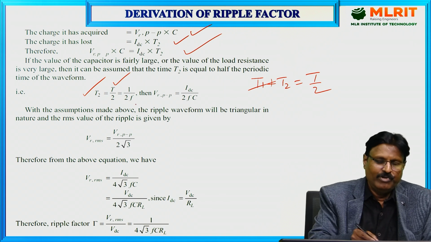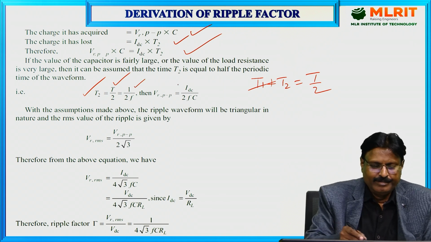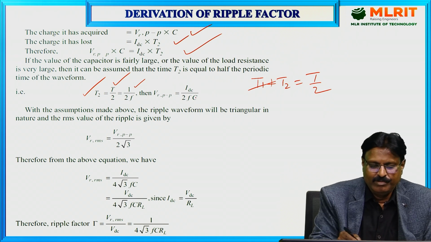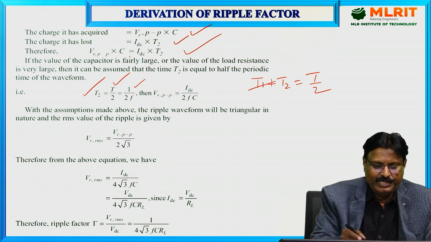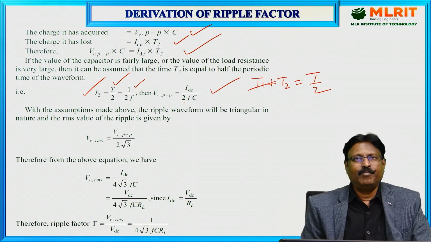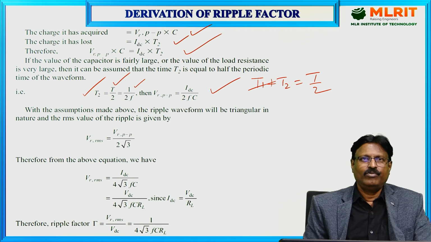So I am writing T2 is equal to T by 2 by this equation. T is equal to 1 by F, so T2 is equal to 1 by 2F. Going to this equation, VR peak to peak is equal to IDC into T2 by C, where T2 is equal to 1 by 2F. So you will get this equation: VR peak to peak is equal to IDC by 2FC.